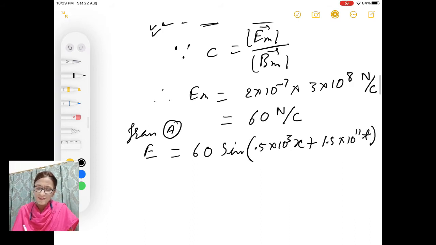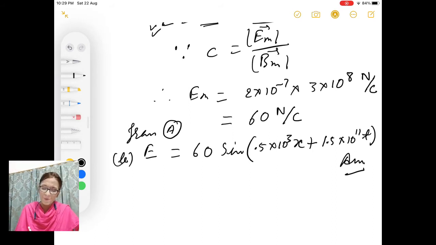t. So this is your electric field of electromagnetic radiation. This is your answer of question number B.